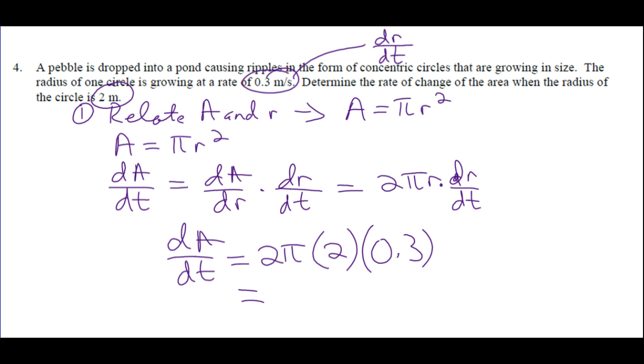And so we get what? 2 times 2 is 4 pi, 4 times 0.3 is 1.2 pi. Oh wait, area, so meters squared. The area is changing at a rate of 1.2 pi meters squared per second. So that's our first full related rate. Now we're going to do, oh wait, 5, 6, 7, 8, 7 more examples.